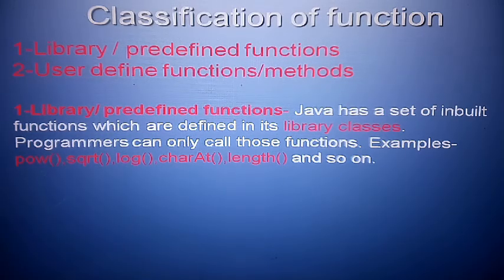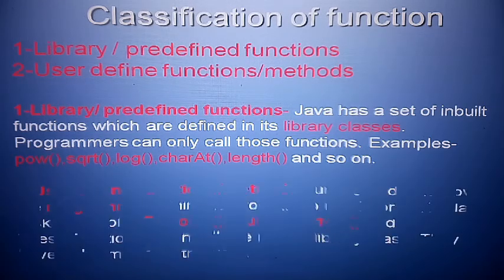So what is this? This one is a library, and it has so many functions, like pow, sqrt, log, charAt, etc. So many functions. These functions are stored in the form of packages in the library classes. So you call them, then use them.